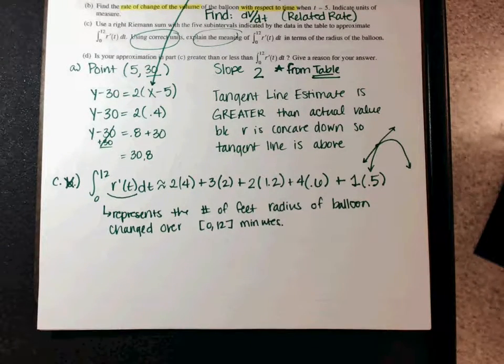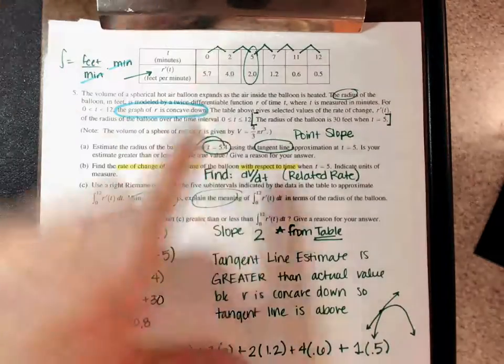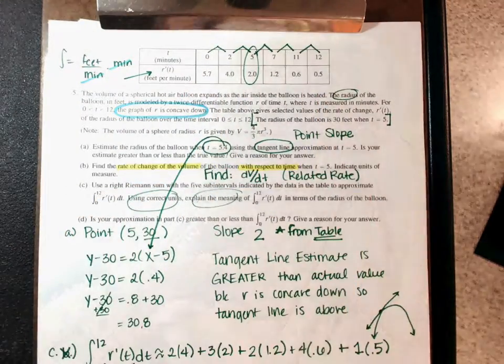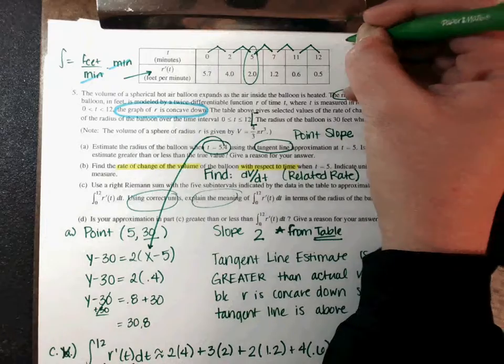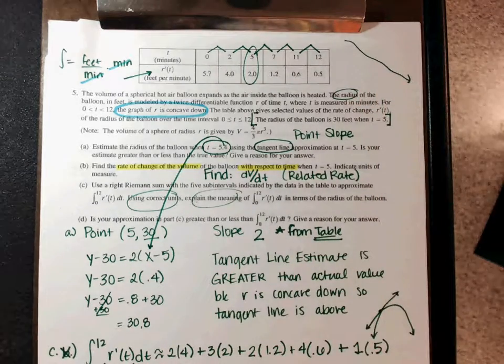Okay, last part, part D. Is your approximation in part C greater than or less than the actual integral? Remember, the way that you check that is based on which side you used and whether the function's going up or down. So look at your graph. Is r prime increasing or decreasing? Okay, it's going down. So I'm going to sketch a little picture up here. Okay, my graph is going down. And I used which side?